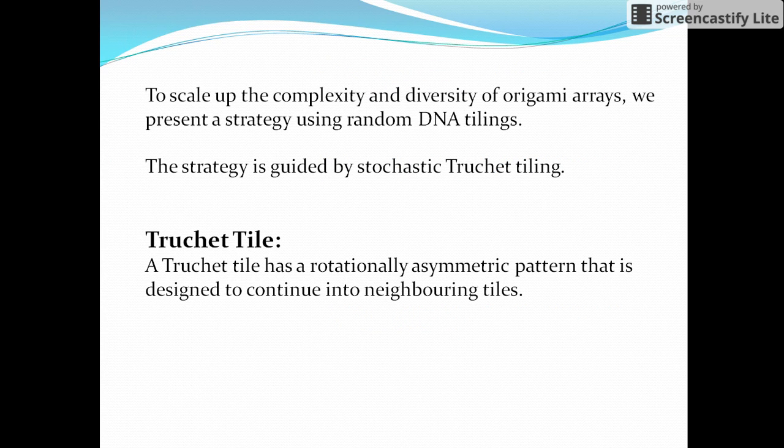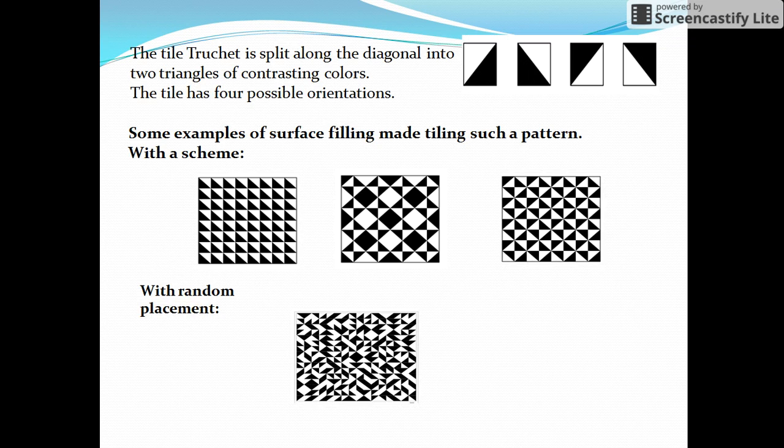So, to scale up the complexity and diversity of origami arrays, we present a strategy using random DNA tilings. The strategy is stochastic trajectory tiling. Now, what is a trajectory tile? A trajectory tile has a rotationally asymmetric pattern that is designed to continue into neighboring tiles. So here's the trajectory tile. You can see that the trajectory tile is split along the diagonal into two triangles of contrasting colors, so that the four possible orientations are shown.